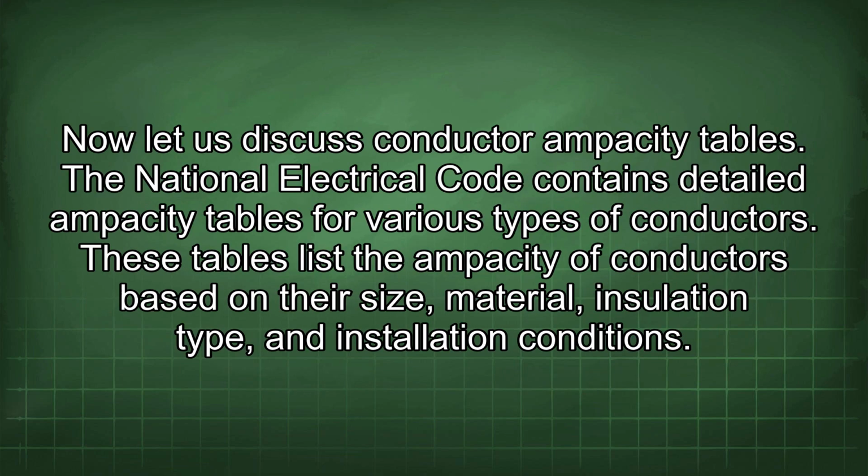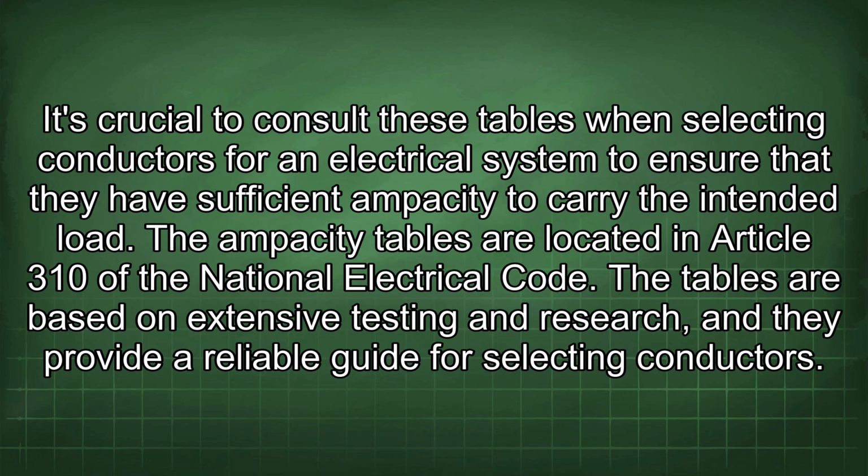Now let us discuss conductor ampacity tables. The National Electrical Code contains detailed ampacity tables for various types of conductors. These tables list the ampacity of conductors based on their size, material, insulation type, and installation conditions. It's crucial to consult these tables when selecting conductors for an electrical system to ensure that they have sufficient ampacity to carry the intended load. The ampacity tables are located in Article 310 of the National Electrical Code. The tables are based on extensive testing and research, and they provide a reliable guide for selecting conductors.